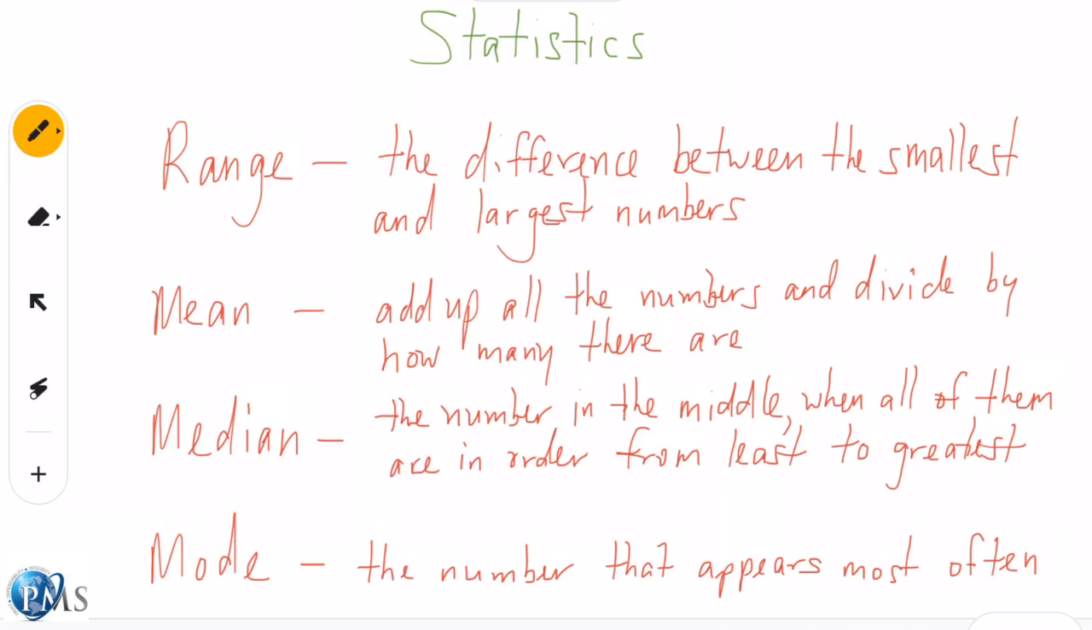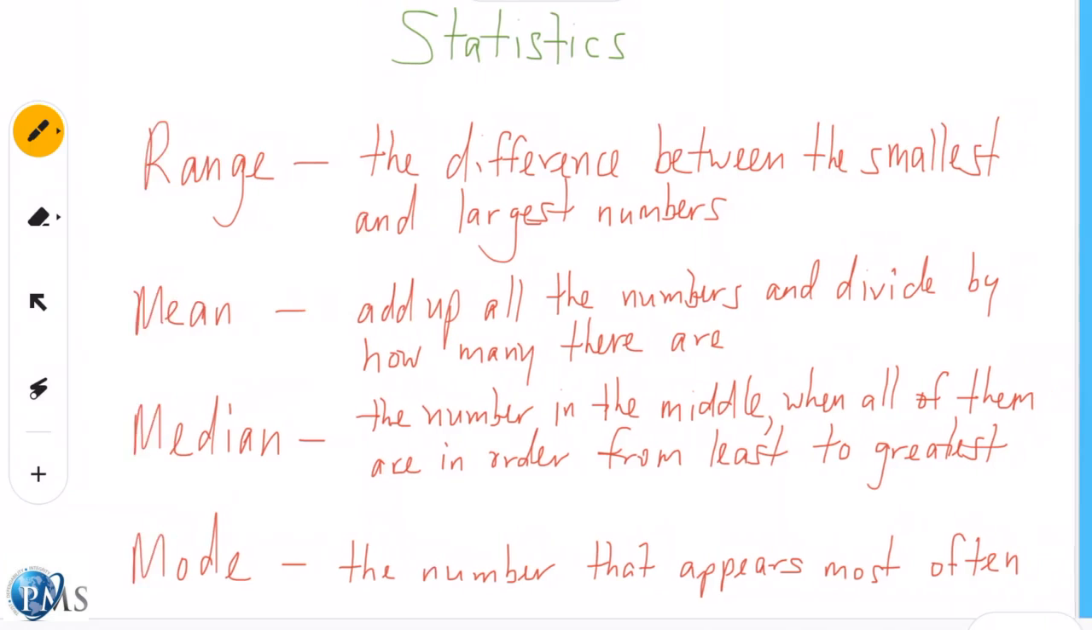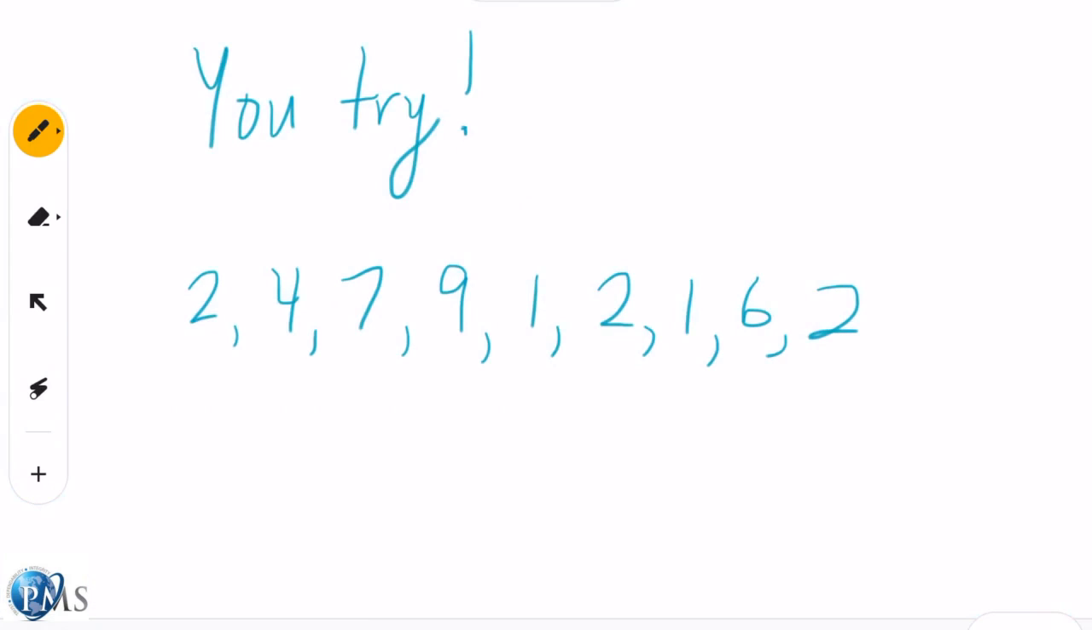If you want a little bit of practice on your own, here is another set of data. Okay, you have new numbers here. And if you want to try to find those 4 values, the range, the mean, the median, and the mode, you have some numbers here that you could give it a shot with. So good luck.